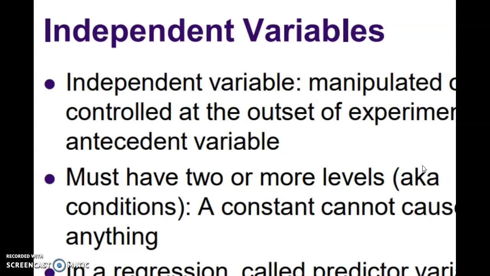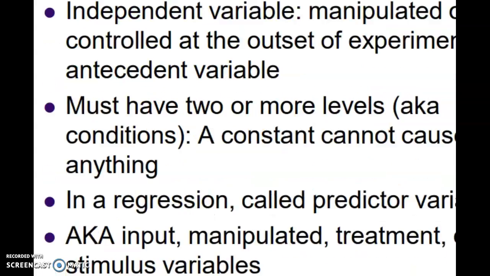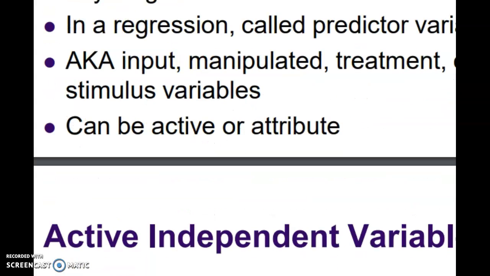We also call them the antecedent variables. And most independent variables have two or more levels. In a regression, independent variables are also called predictive variables, the input or the manipulation or the treatment of stimulus variable. This can be active or just an attribute.